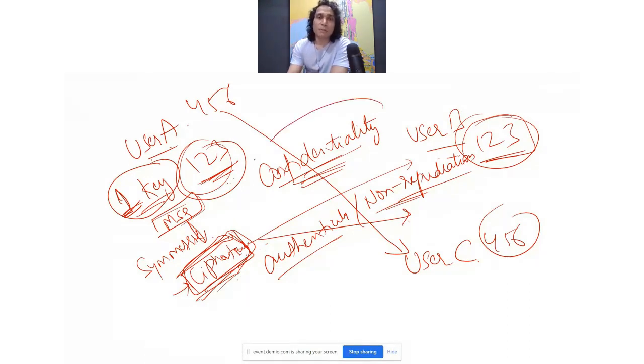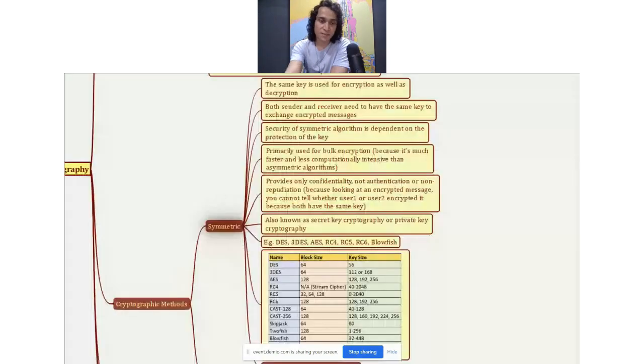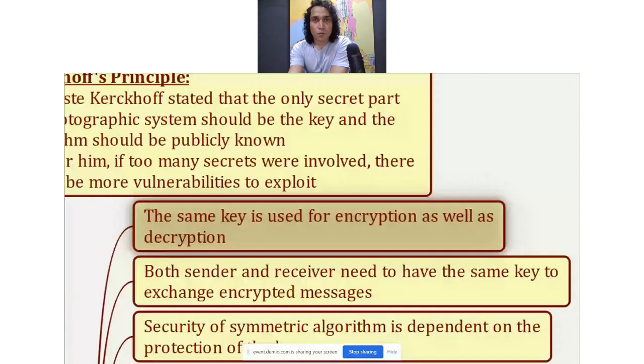All right. So remember this, that symmetric encryption only provides you confidentiality. It does not provide you authenticity and non-repudiation. All right. And then the challenge was the management of keys. Let's go back to the mind map. So symmetric key, what does it do? The same key is used for encryption as well as decryption, like I just explained.